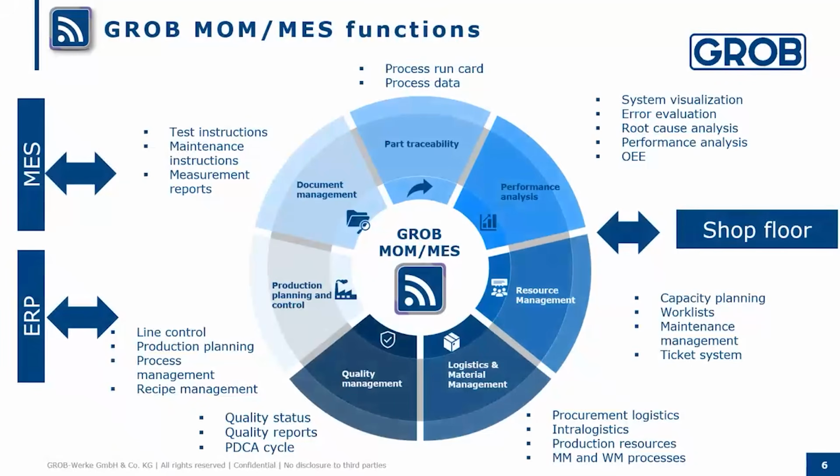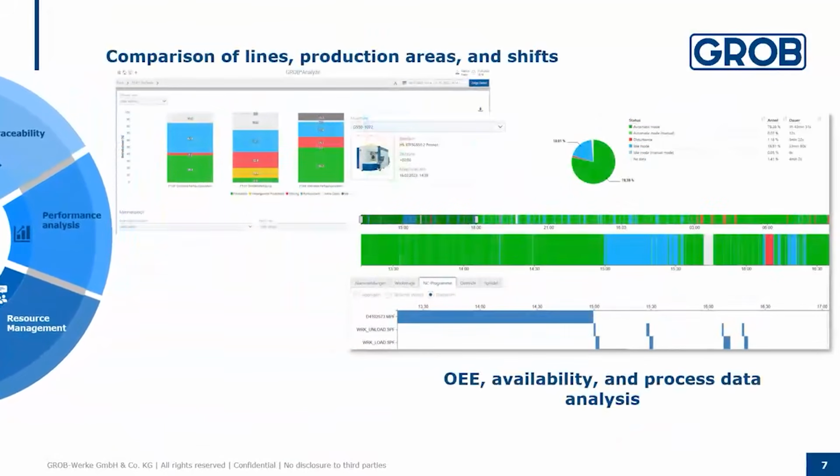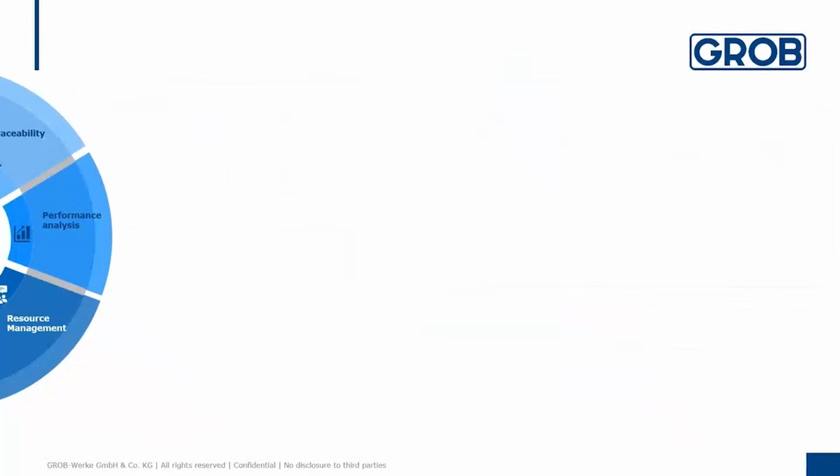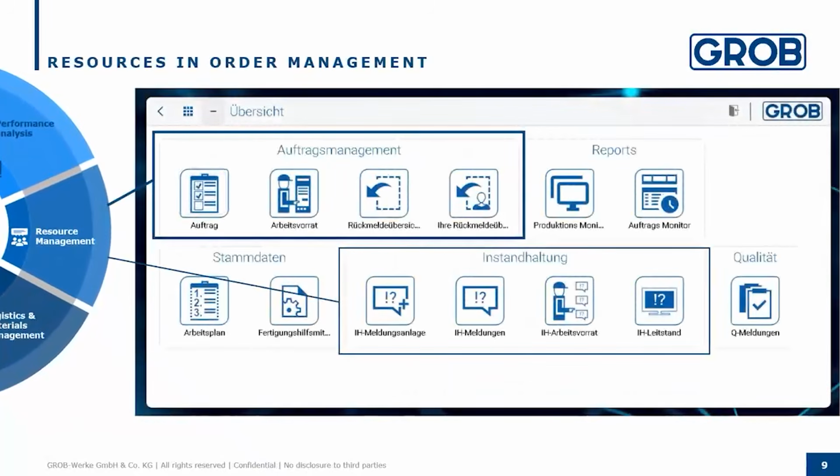You have an overview of the order management, so for plant directors, and you also have a shop floor management where the machine operators can have a look. Is my machine in automatic mode? Is it producing parts, or is there any disturbance?